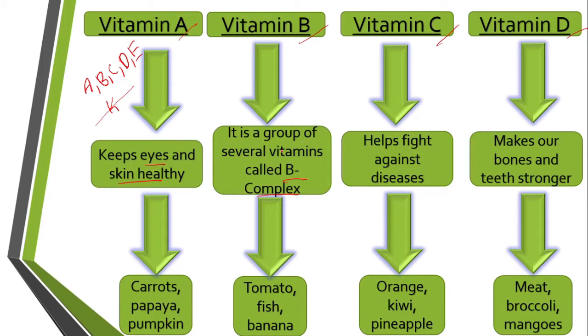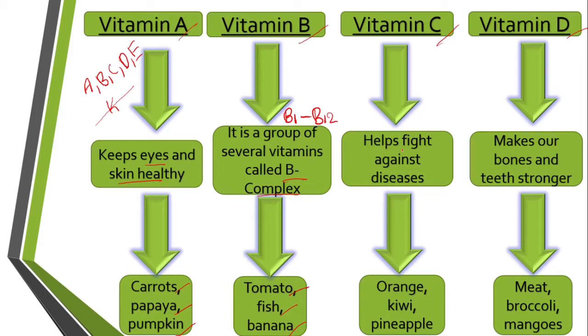It's known as vitamin B complex because it's a group of several vitamins, like vitamin B1, vitamin B2, vitamin B3, from vitamin B1 to vitamin B12. So it's known as a vitamin B complex, B1 to B12, and it also protects us from diseases. We can get vitamin A from carrots, papayas, and pumpkins, and we can get vitamin B from tomatoes, fish, and bananas. And vitamin C is useful.